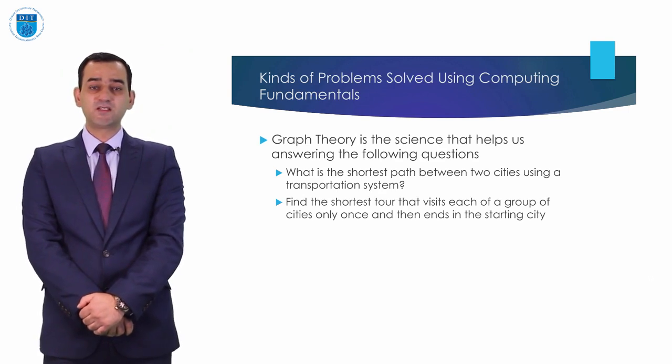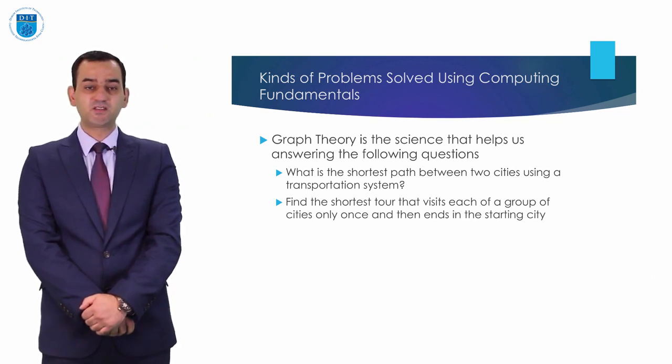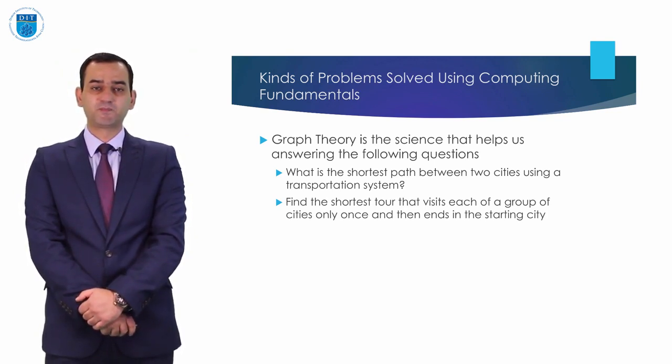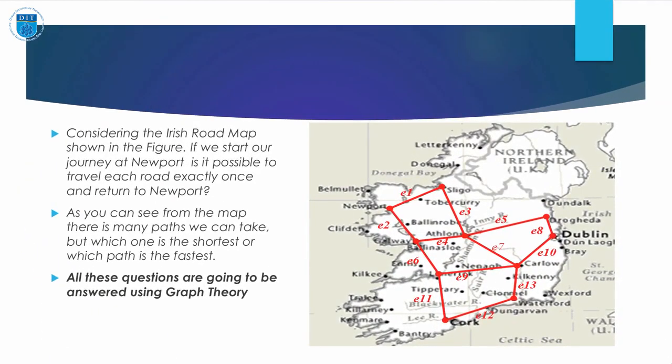Graph theory is the science that helps us answer the following question. What is the shortest path between two cities using a transportation system? Find the shortest tour that visits each of a group of cities only once and then ends in the starting city. Considering the Irish road map shown in the figure, if we start our journey at Newport, is it possible to travel each road exactly once and return to Newport?